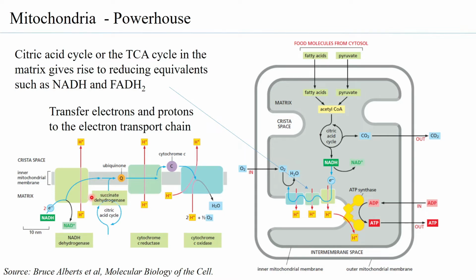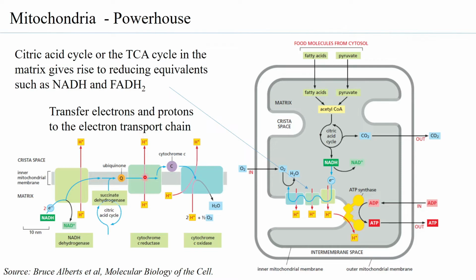The complex 2 is succinate dehydrogenase, which is also part of the citric acid cycle. And succinate dehydrogenase forms FADH2. So FADH2 is able to give its electrons to complex 3 through the ubiquinone. So therefore, it is missing one proton pump. Now, when electrons go to the third complex, it is also able to pump out protons.